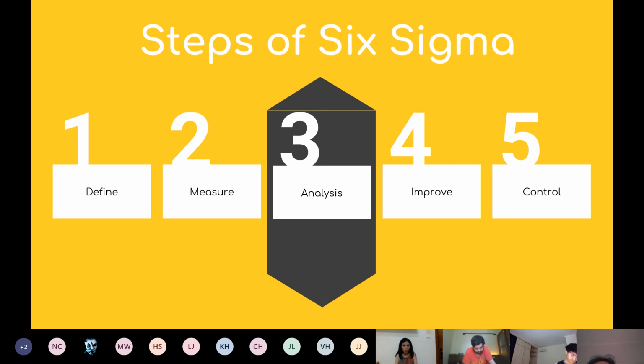And lastly, control. This stage aims to establish standardization and control and maintain the process that has been improved in the long term and prevents potential problems that will occur in the future or when there is a change in process, labor, and management changes. Next.